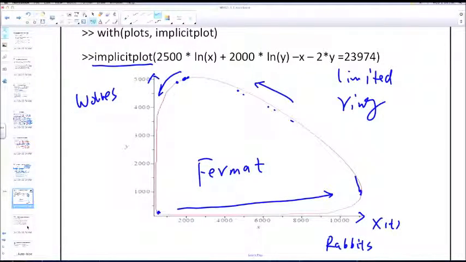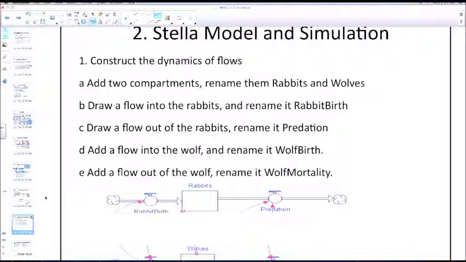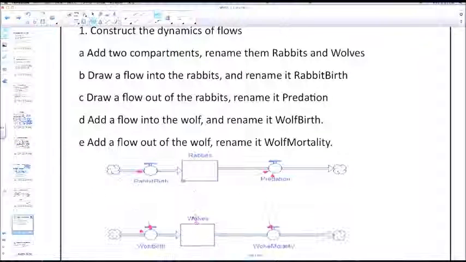The next point I want to make is to solve this system numerically by using the Stella numerical computation engine. But first we need to build the Stella model, and then we're going to simulate this model. So how do we build the Stella model? In the previous lessons, we used Stella. At this stage, I believe you should have a reading knowledge of Stella.